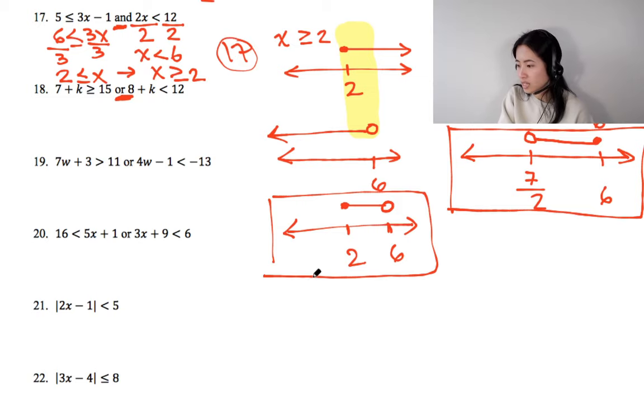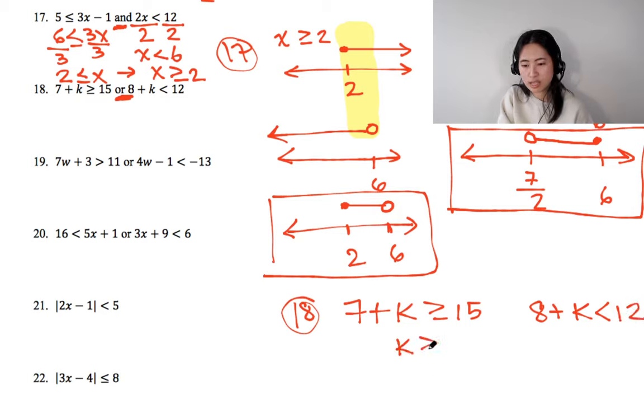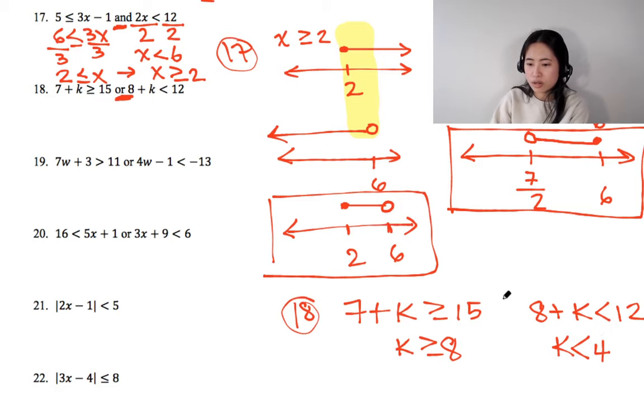Cool. Okay, so for number 18, we have 7 plus k, which is greater than or equal to 15, right? And then on top of that, you have 8 plus k, which is less than 12, right? So as a result, you have k here, and then you have 15 minus 7, which is 8, so k is greater than or equal to 8. On the other hand, you have k less than 12 minus 8, which is equal to 4, right?